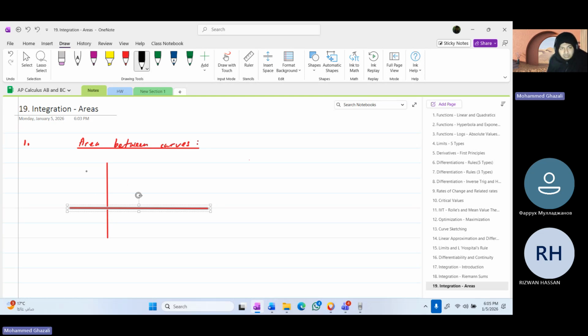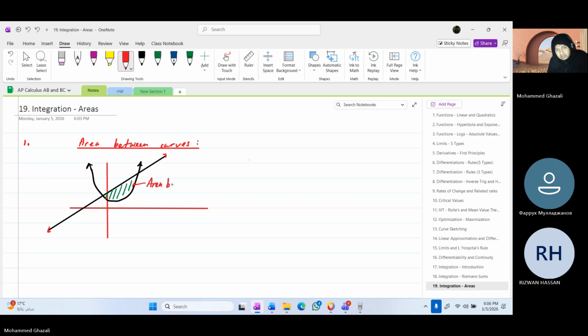So just say if you have a function like this, maybe a quadratic function, and you have another function which is there. A straight line function doesn't necessarily need to be quadratic and straight line. It can be exponential and quadratic, any function. So what we want to do is find the area between these. We're going to find the area bounded. When they say area bounded, try to find this area. This is the area bounded.